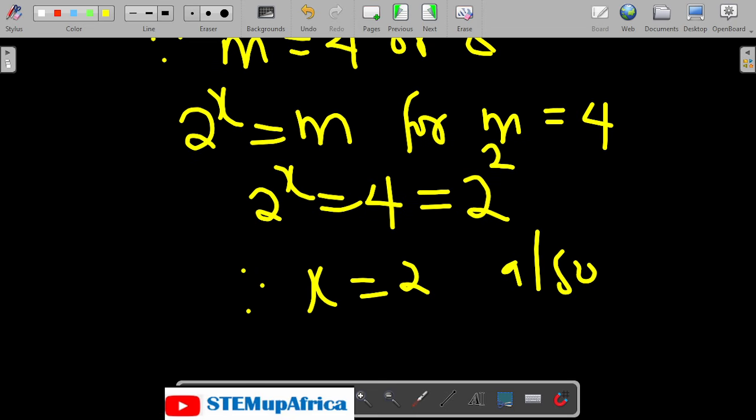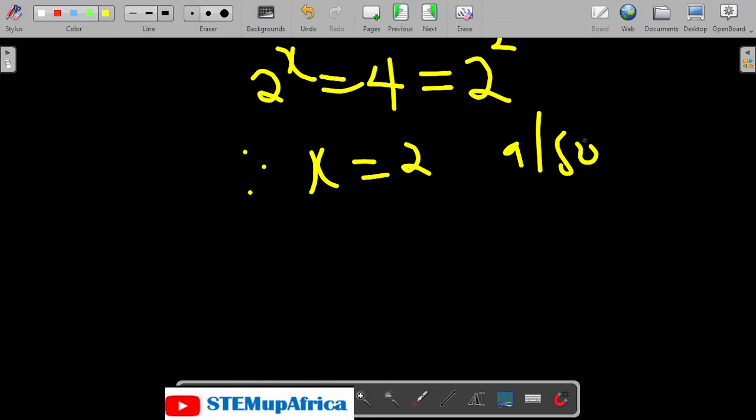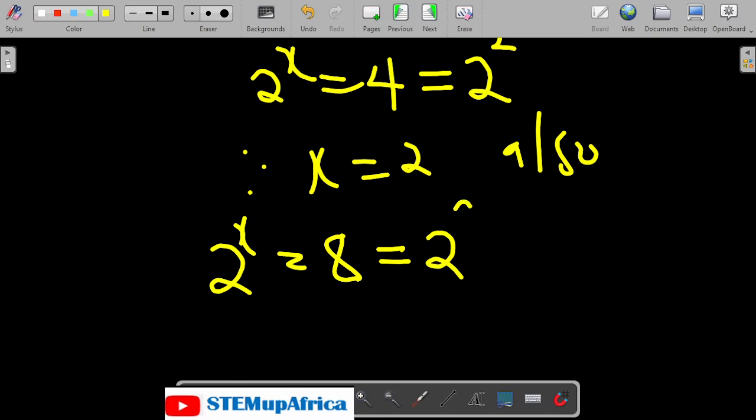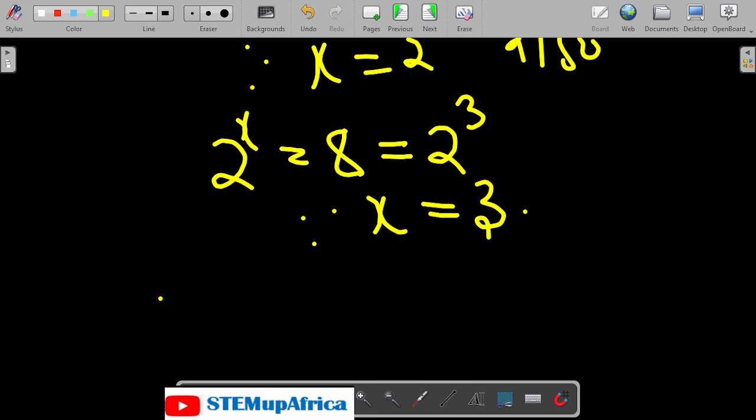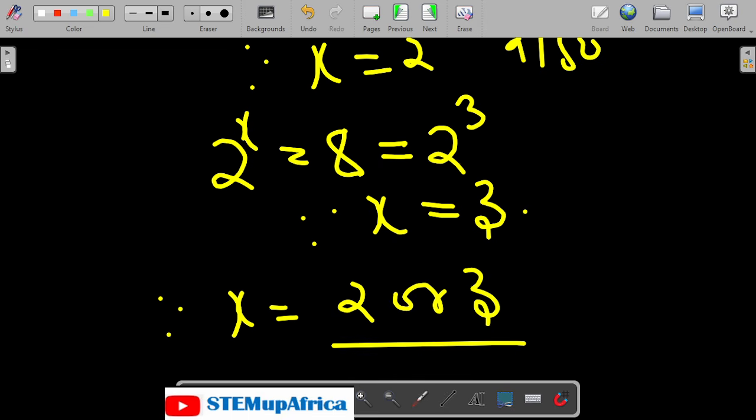Also, 2 raised to the power x is equal to 8, which is 2 raised to the power 3. Therefore, my x equals 3. It implies that our x equals 2 or 3. This is question 1. Let's go to question 2a.